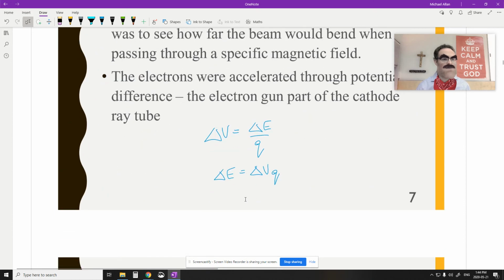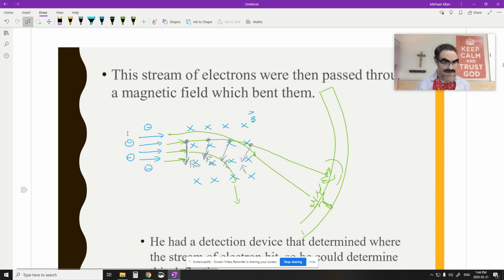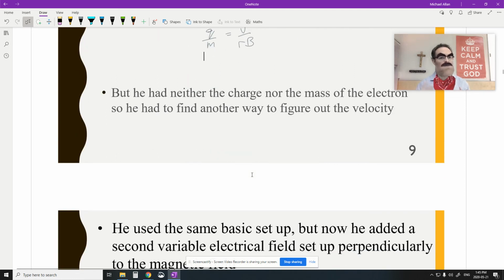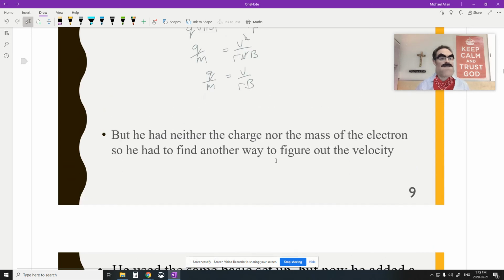So let's go through the two parts we've done so far. He's accelerated electrons. They're all going lots of different speeds, but they're going really fast, so that's good. So they go in a straight line. Then he passes those electrons through a magnetic field, and they bend in a circular pattern. Using that, he should be able to find the charge to mass ratio if he knows the speed of the charged particle. I keep saying electron. We know it's going to be an electron later. So he needed to figure out a way to find this velocity, and this is what he's famous for.